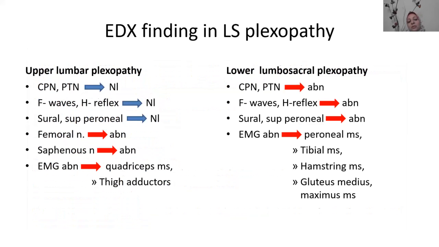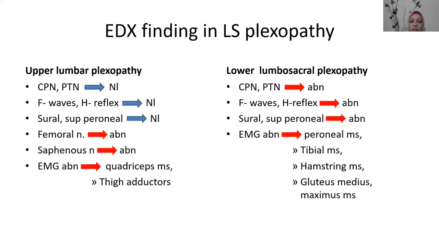So what are the routine electrophysiological findings in lumbosacral plexopathy? We divide it into two parts: upper lumbar plexopathy and lower lumbosacral plexopathy. If it is upper lumbar plexopathy, the peroneal and tibial CMAP will be normal. Also the sural and superficial peroneal SNAP will be normal, and the F wave and H reflex will also be normal.